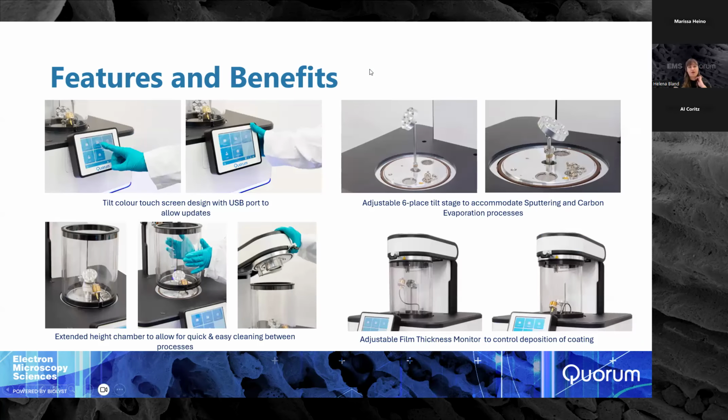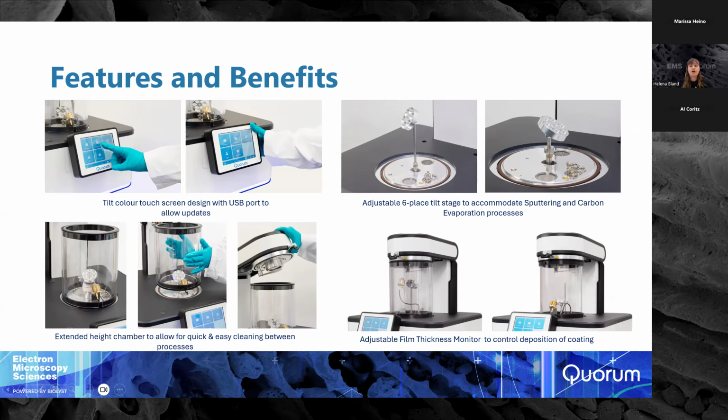Just to tell you a little bit about the system itself and a few of the features and benefits. It comes with a tilt color touchscreen with a USB port to allow for updates and also to remove any information from the coater itself. It's very easy to use, so our history is all stored on the instrument, and you can create customized recipes as well as use previously saved recipes from our little recipes portal. It also has different options for login, so you can have different levels of users log into the instrument, so you can have different people in a lab of multiple users having access to different things on the instrument.